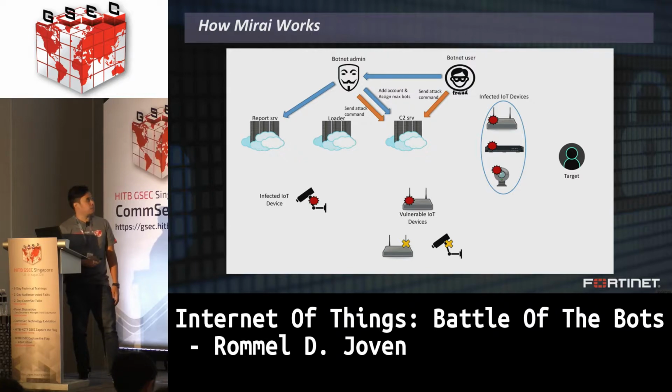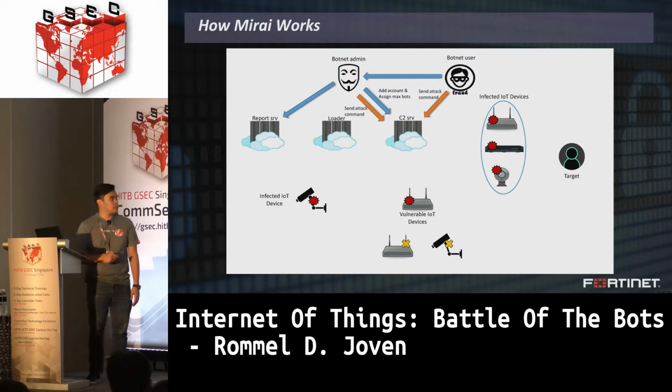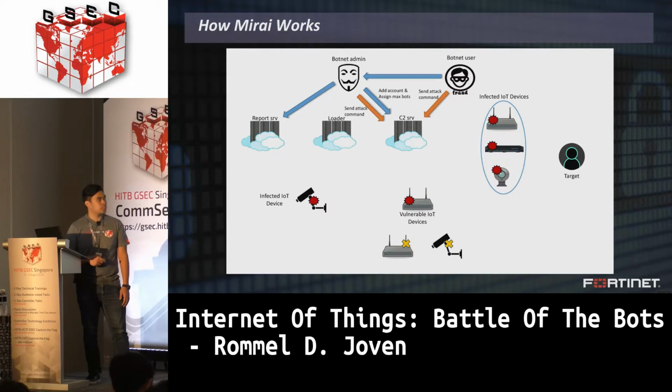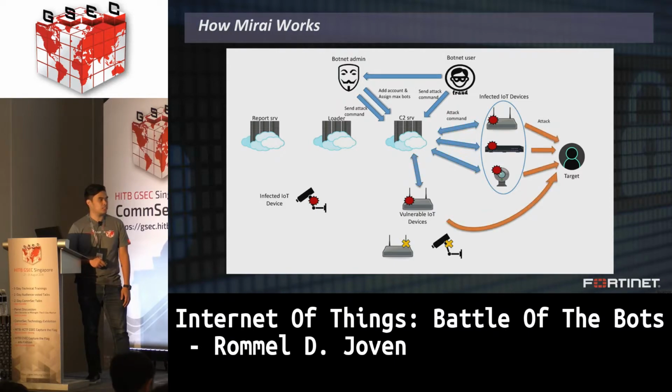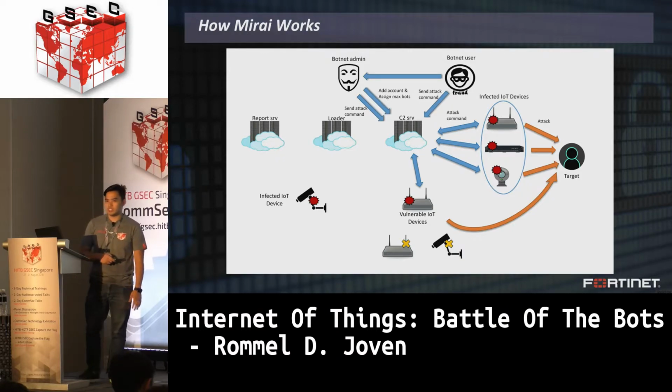Then next, we have here the botnet admin. The botnet admin can sell or rent out the use of the botnet. He can rent it out or sell it to a botnet user, or let's say a fraudster here. Once the fraudster gets access to the botnet, he can send commands to the CNC server. Then the CNC server will send the attack commands to the infected devices. Then these infected devices will do a DDoS to its target. So basically, this is the infection chain of Mirai.